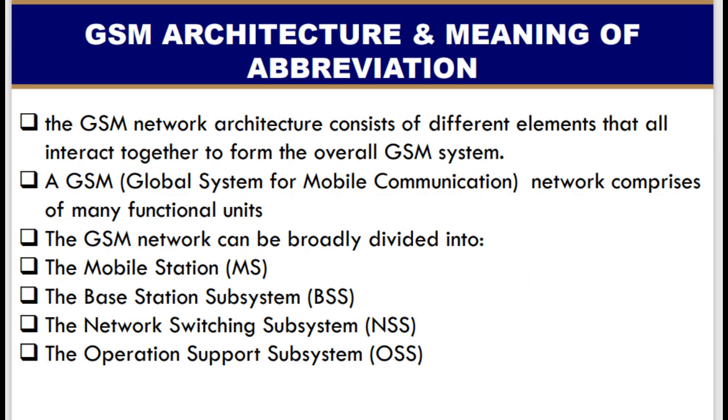The GSM network architecture consists of different elements that all interact together to form the overall GSM system. A GSM, Global System for Mobile Communication, network comprises many functional units. The GSM network can be broadly divided into the mobile station, MS, the base station subsystem, BSS, the network switching subsystem, NSS, and the operation support subsystem, OSS.